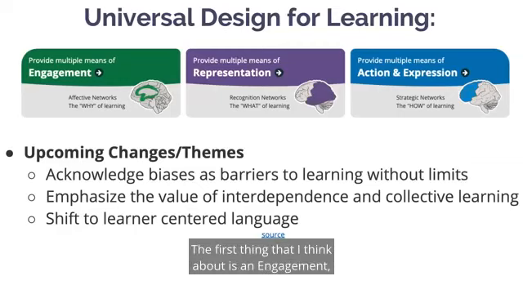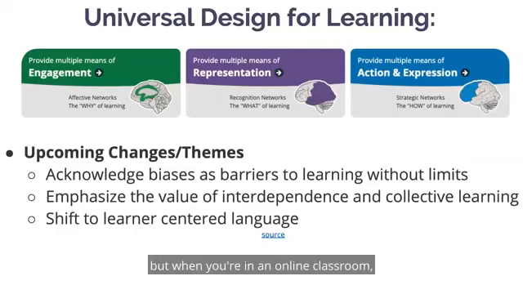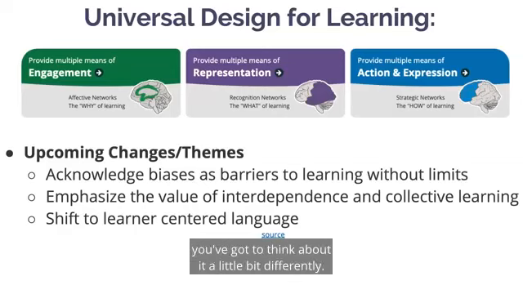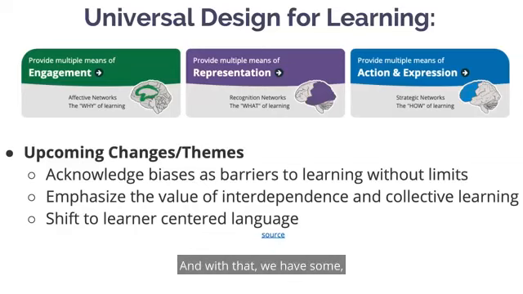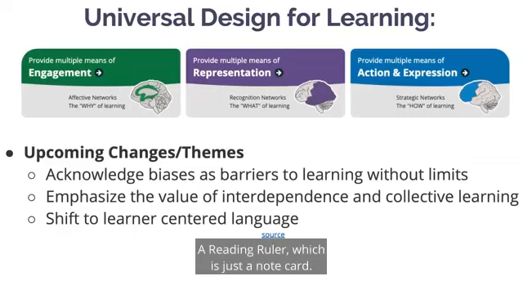The first thing that I think about is in engagement, you want to reduce the distractions around the student. And that can be done lots of ways in a physical classroom, but when you're in an online classroom, you've got to think about it a little bit differently. And with that, we have some, as we say, non-sexy tools. And those are things like a page mask, which is cut a hole in a sheet of paper and move it up and down on the page. A reading ruler, which is just a note card. But we also have text mode and enlarged text.